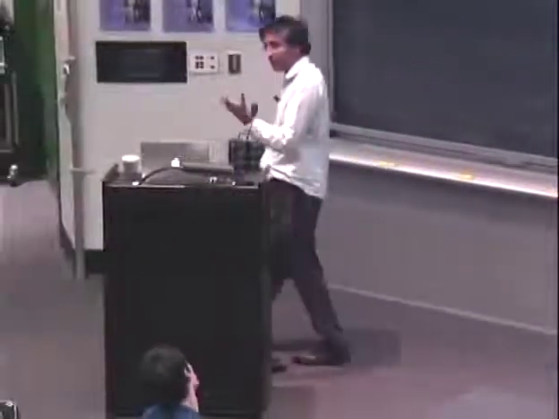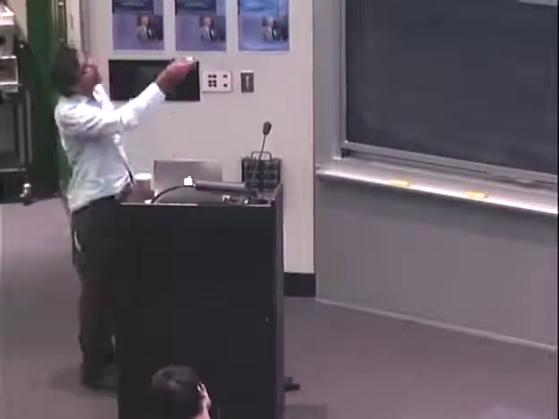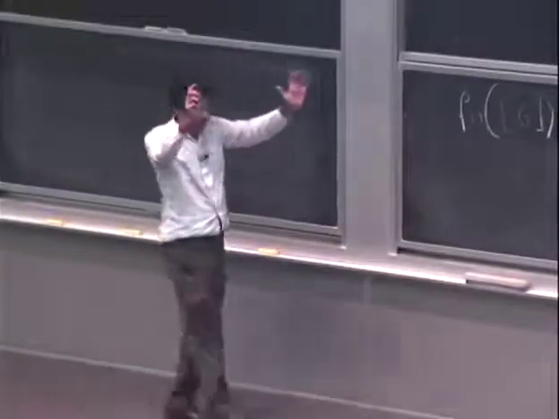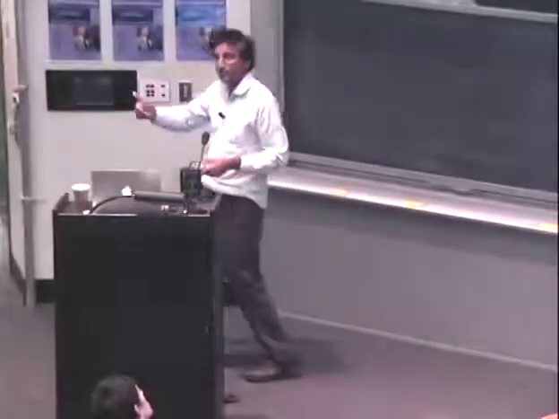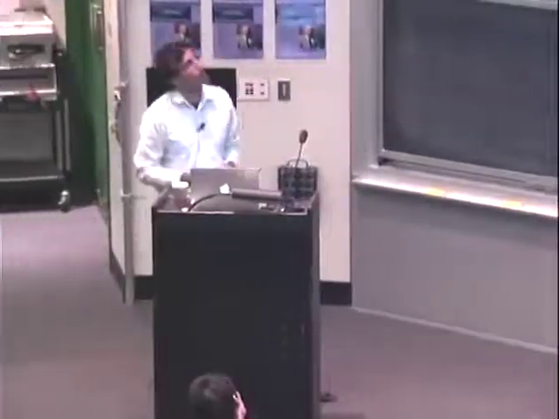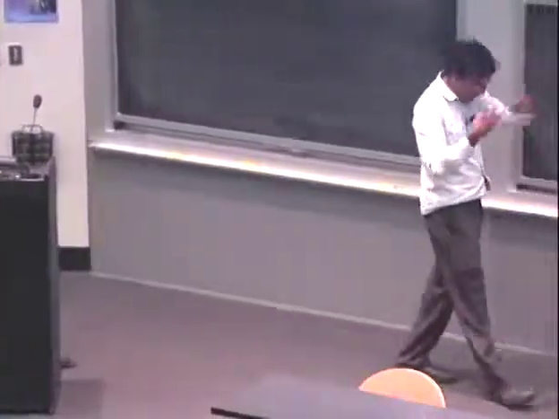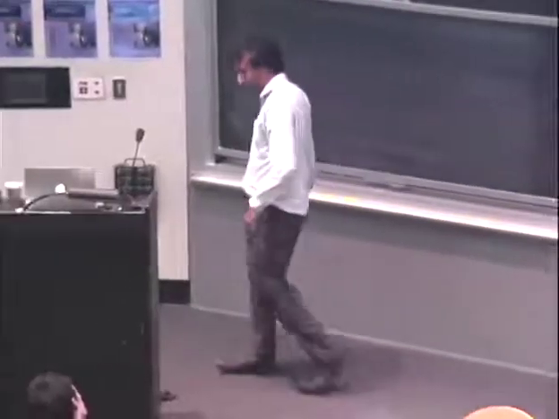So the global question is, can you give a formula for the automorphic period? And Sakellaridis, who's the person who's done most of the work on this after Gaitsgory and Nadler, has proposed a candidate conjecture for the formula. Okay, so I said earlier that the H period is some product of L functions. I didn't say which L functions, which points. He describes a conjecture for that in terms of the dual data attached to this pair. So it's starting to look like a universal statement.